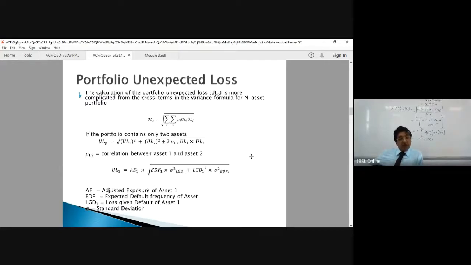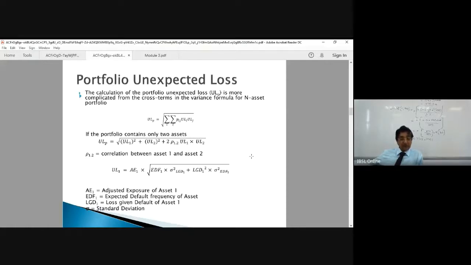And here we don't have an assumption to say that the correlation between 1 and 2 is same with correlation between 2 and 3, and same with 3 and 4. That assumption is not here. If that is the case, you need to understand how we are going to get the portfolio unexpected loss. We don't have the Vasicek's model assumptions.